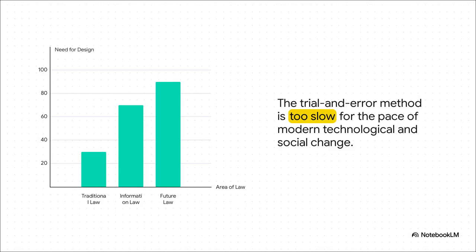And this chart shows exactly why this is so critical. For traditional law, regulating known physical interactions, the need for brand new design was lower. But as we move into areas like information law and then into the future law that will have to govern AI and biotechnology, the need for conscious systemic design just skyrockets. You can't just adapt an old rule about physical property to govern digital data. You have to engineer an entirely new legal framework from the ground up.